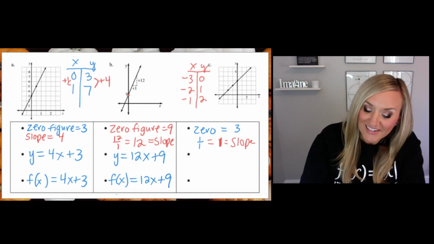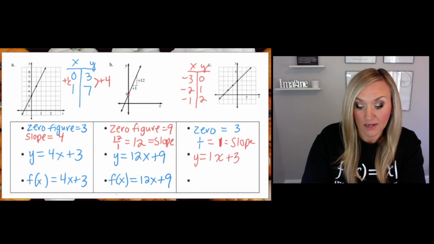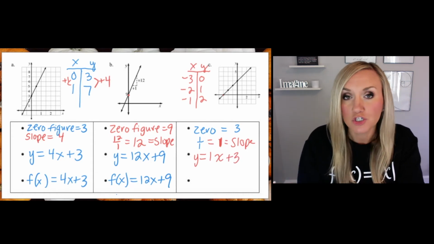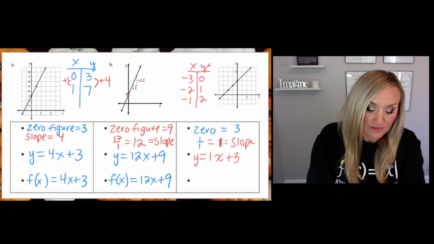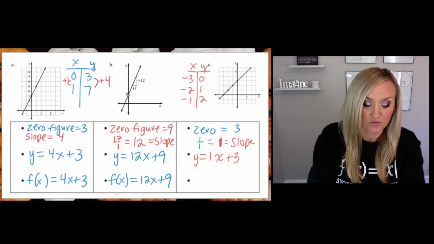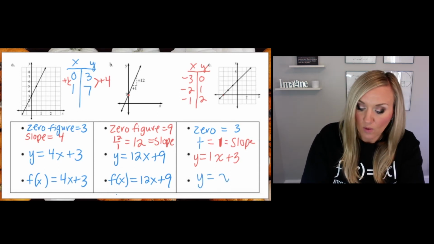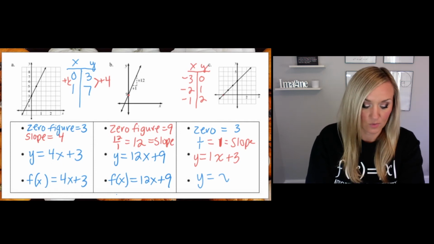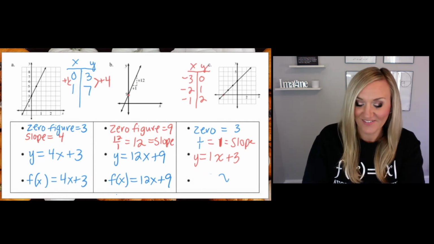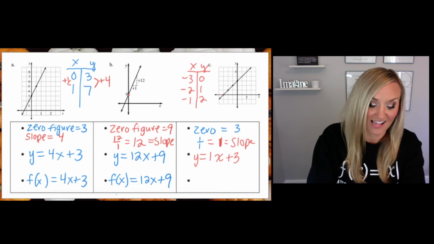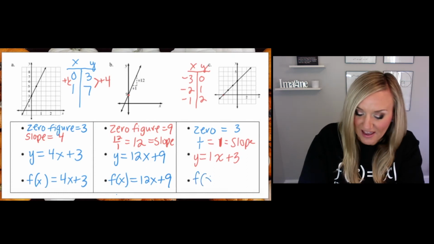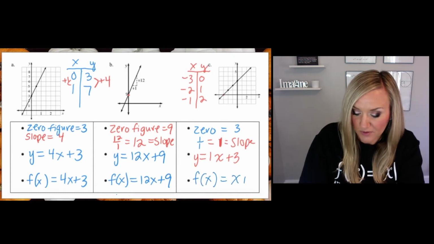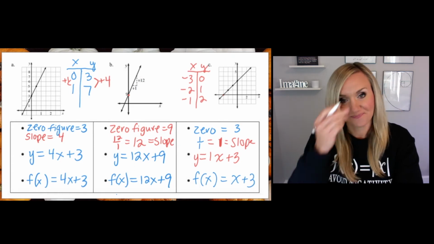Okay, so now we can say that y equals 1x plus 3. You don't even have to write the 1. You could just say y equals x plus 3. And then for function notation, let's do that for function notation. So we would say y equals, oh, not y, f of x. I got in the groove. Okay, so f of x equals x plus 3.